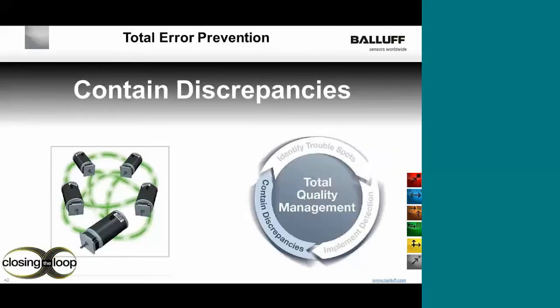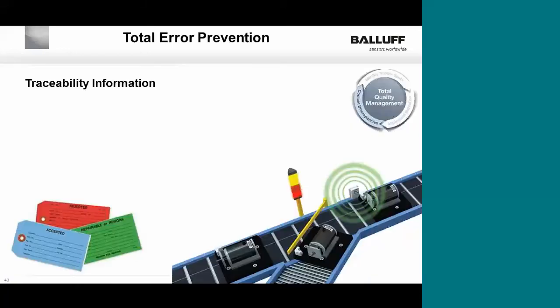The first two presentations, we covered identify trouble spots, and that was really a task that we needed our customer to identify for us. And then in our second course, we covered the implement detection. So today, as part of the total quality management circle, we're going to focus on contained discrepancies. So within that, traceability and tracking is critical to overall error prevention.